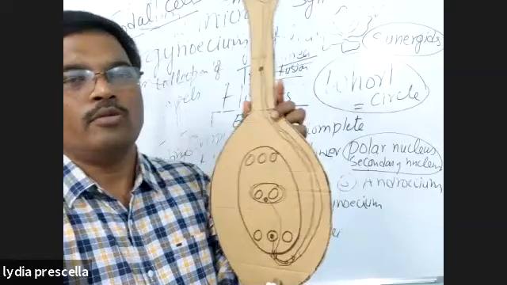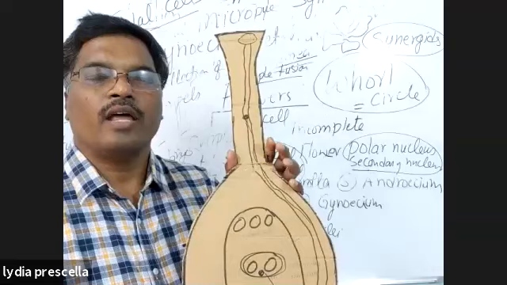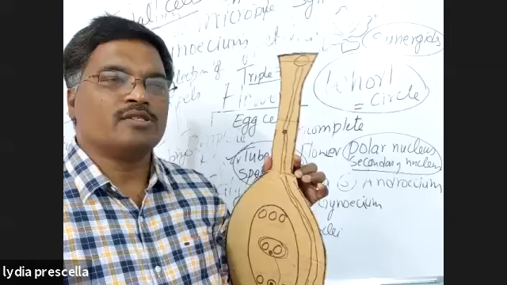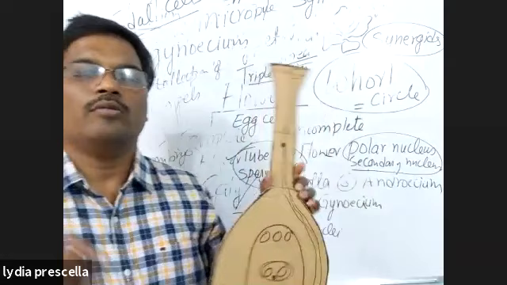Double fertilization. How many understood? You want me to tell again or not? Hello? Sir, understood. Yes, how many understood that? Sir, understood. Okay, okay. I will just revise one time. I will be asking questions. Then you write in your copy how much you understood.